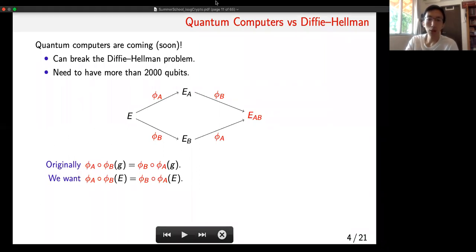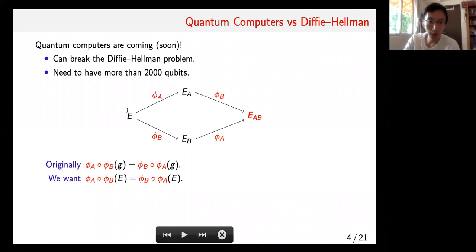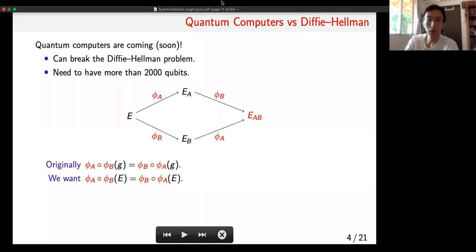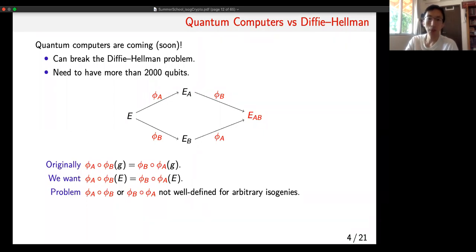But isogenies in general, because if you look at this, this is E to EA, right? Because we're no longer dealing with groups on their own, phi A has domain E. And so you're not quite able to put phi A over here because the domain is different now. So this is not well defined for arbitrary isogenies.